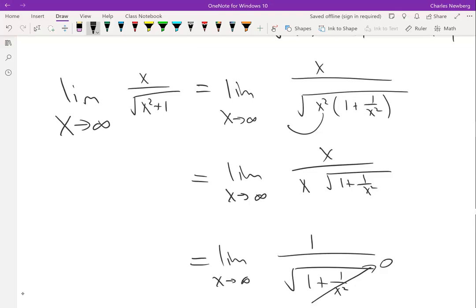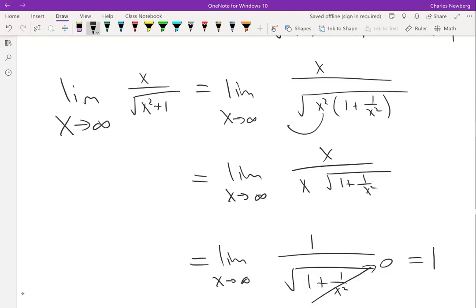And then what do we have left? Well, what's 1 plus 0, class? 1. What's the square root of 1? 1. What's 1 divided by 1? 1. So what does that limit look like? 1. And so we're going to start using the fact about some powers. We'll summarize that theorem there in a second. But good intuition there, Tristan.